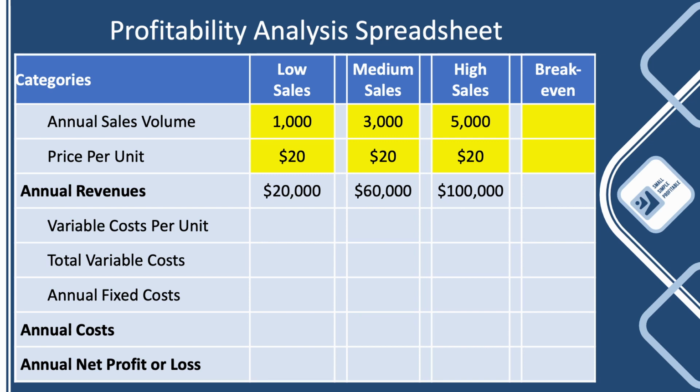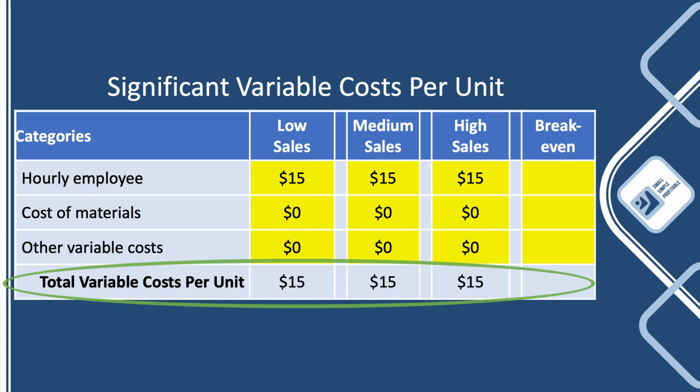Next, let's look at the cost rows in this spreadsheet. There are two supplemental sections below the main spreadsheet that you can use for the variable and fixed cost estimates. In the next supplemental section below the main spreadsheet, you can enter the significant variable costs per unit. In this example, the only variable costs are an hourly employee making $15 an hour for each hour of language lessons given. There are other rows where you can enter other variable costs, such as the cost of materials, but I'm leaving them blank in this example to keep things simple.